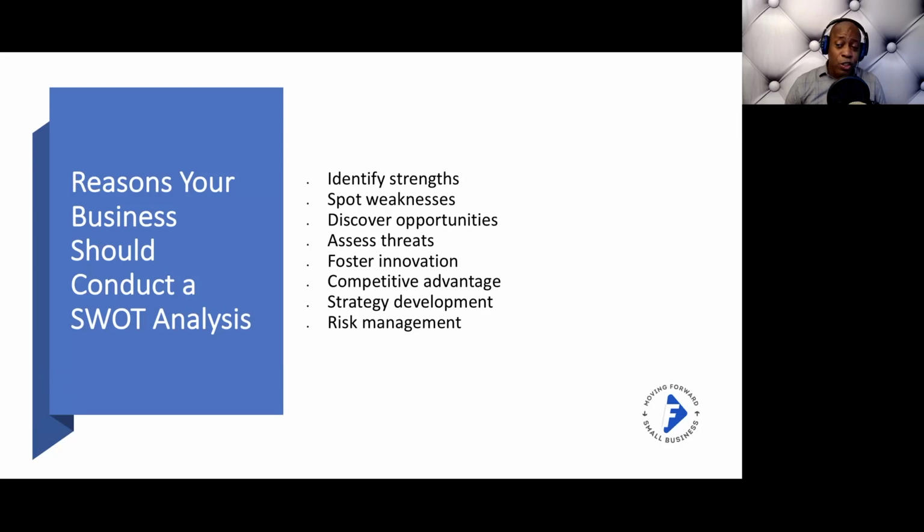It helps to foster innovation, because once you understand what you're good at and what others may not be good at, because you can also do a SWOT analysis of your competitors to understand where their weaknesses are, so you can capitalize on their weaknesses. You can even improve your products because of their weaknesses, and that in itself fosters innovation. Okay, competitive advantage, strategy development, and risk management. And risk management definitely comes into play, especially around that threat category.